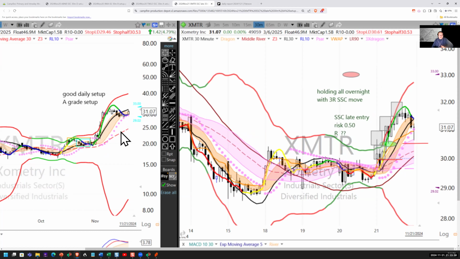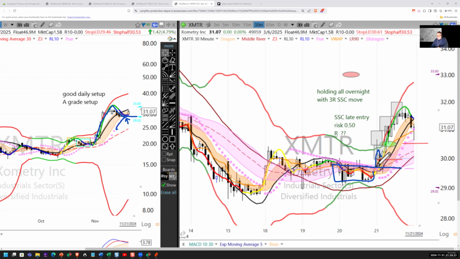XMTR, Exometry. This is a nice little max pain range compression. It has that nice leg up, which says there's a lot of buyers. It's an orderly pullback to the PSAR and just through the dragon, and it holds and it terminates in a tiny little doji in there. That was yesterday's little doji. It breaks out above that.